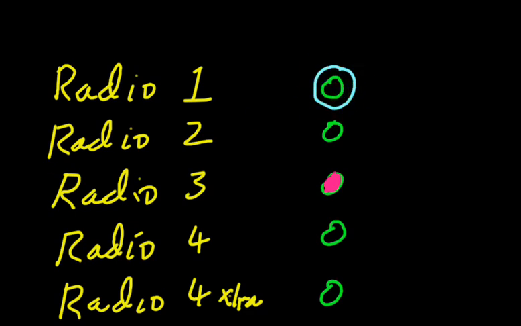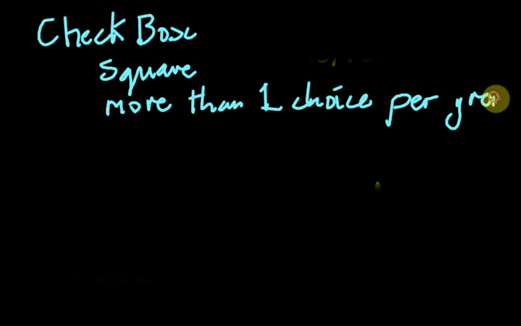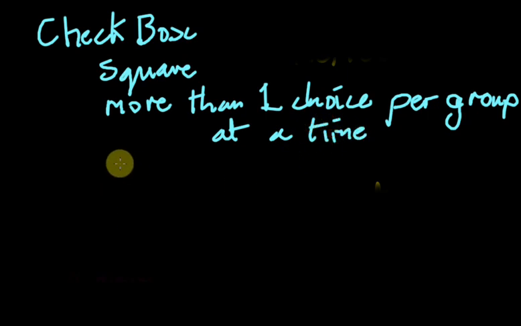Okay, right. Let's have a quick look and recap and see the things that we need to know now. There's two things. There's a checkbox. Checkboxes are square, and you can have more than one choice per group. I should say at a time. They can be grouped.